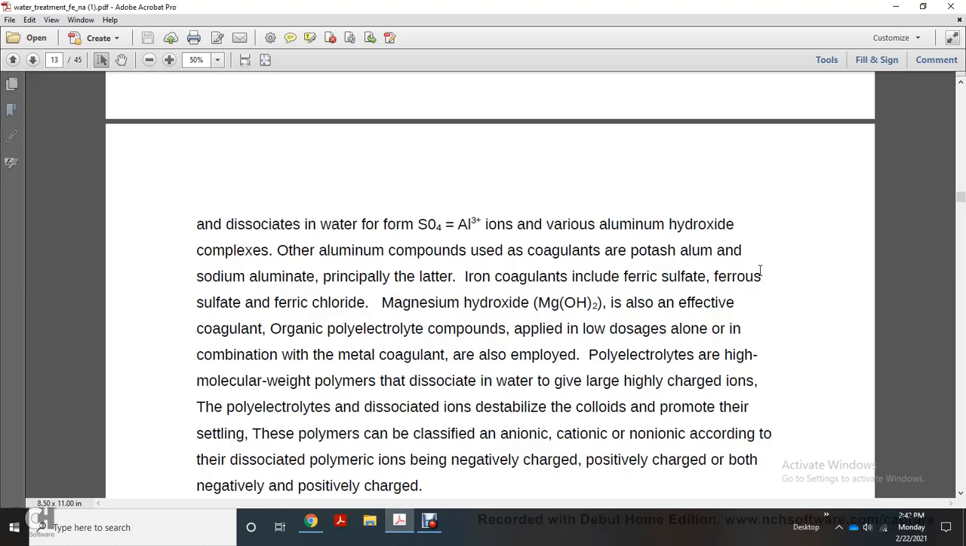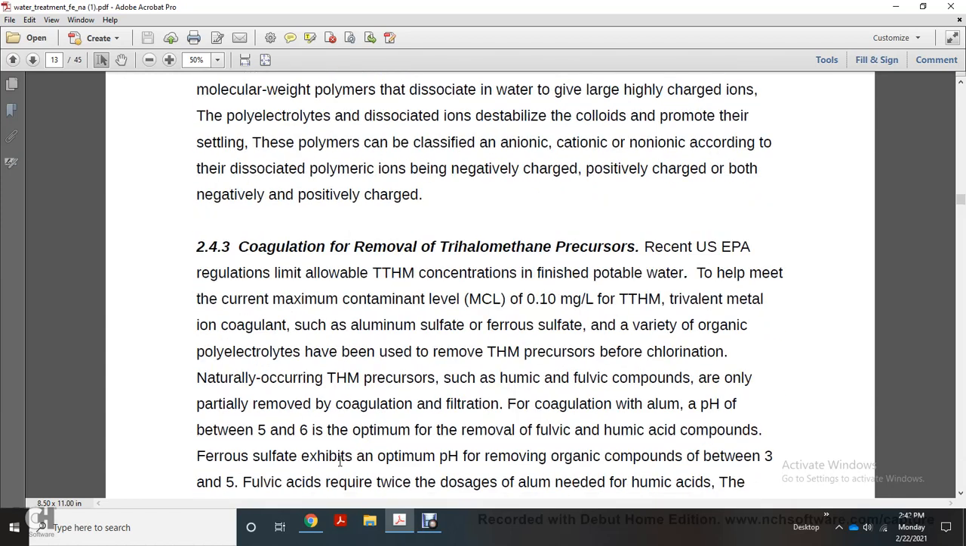Iron coagulants include ferric sulfate, ferrous sulfate, and ferric chloride. Magnesium hydroxide is also an effective coagulant. Organic polyelectrolyte compounds are applied at low doses, alone or in combination with metal coagulants. Polyelectrolytes are high molecular weight polymers which associate with water to give large, highly charged ions. They destabilize the colloids and promote their settling. The polymers can be classified as anionic, cationic, or non-ionic, according to the dissociated polymer ions being negatively charged, positively charged, or both.